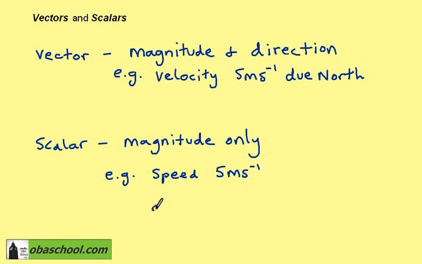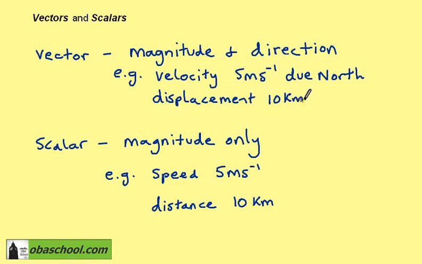Another familiar scalar quantity would be distance. We might have a distance of 10 kilometers. The vector equivalent is called displacement and requires both a magnitude, so 10 kilometers, and a direction, which may be given as a bearing.